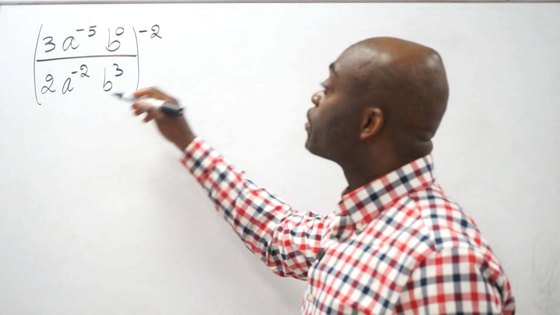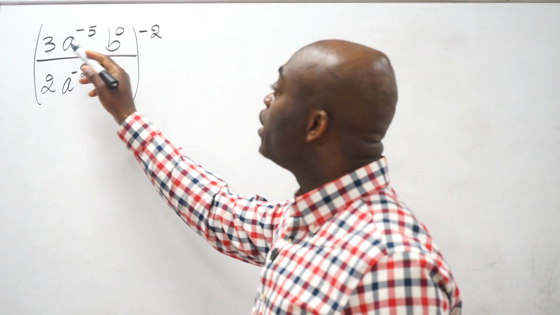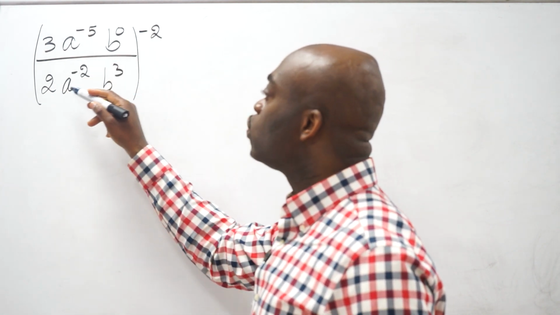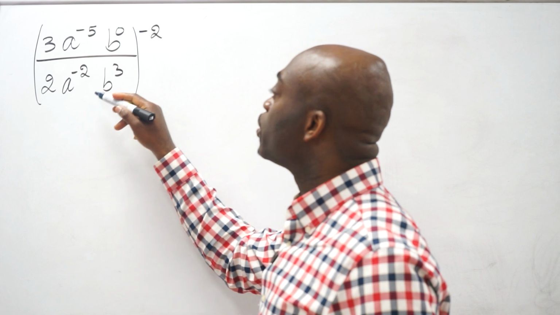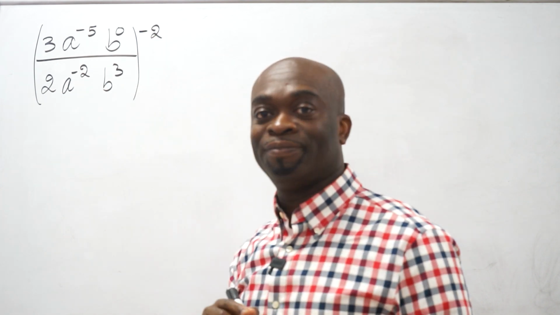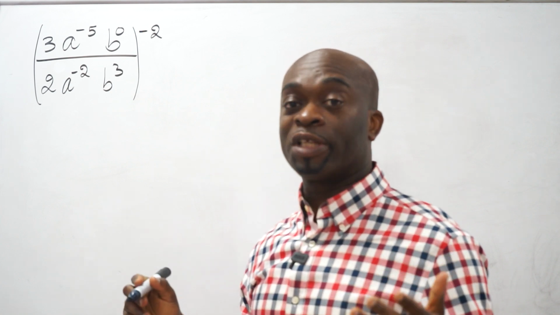Guys, let's simplify this rational expression here. We have 3 times a power negative 5 times b power 0 divided by 2 times a power negative 2 times b power 3, all raised to the power negative 2. Okay? So we have 2 ways of working on this problem here.